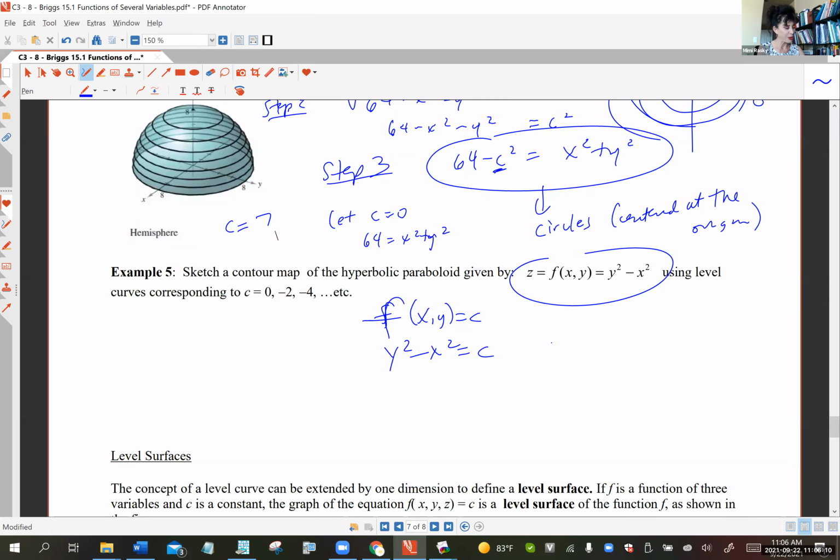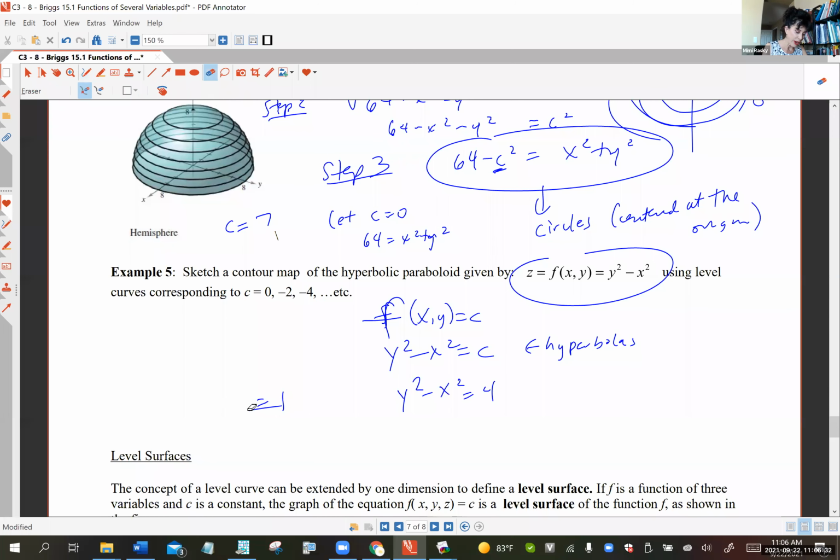Now, what does that remind you of? Try to use your pre-calc knowledge. I claim that these are hyperbolas. Well, which kind? Up, down, or left, right? Turns out both. It depends on what c is. So let's say we let c equal 4. Have it be a positive number. So then we'd have y squared minus x squared equals 4.